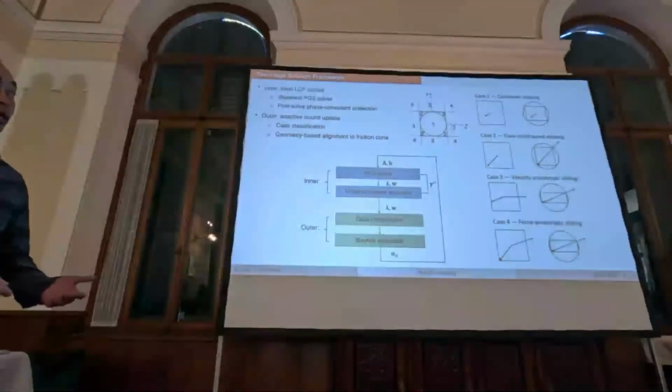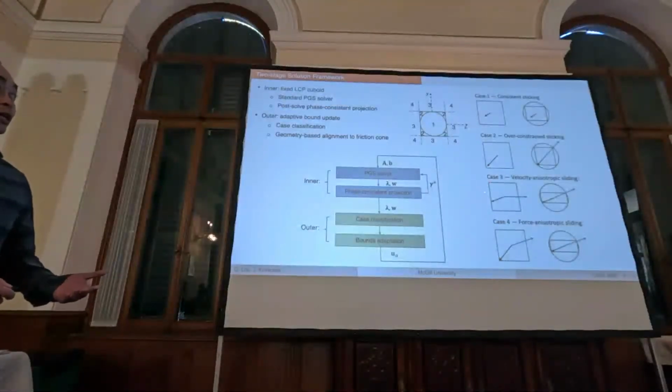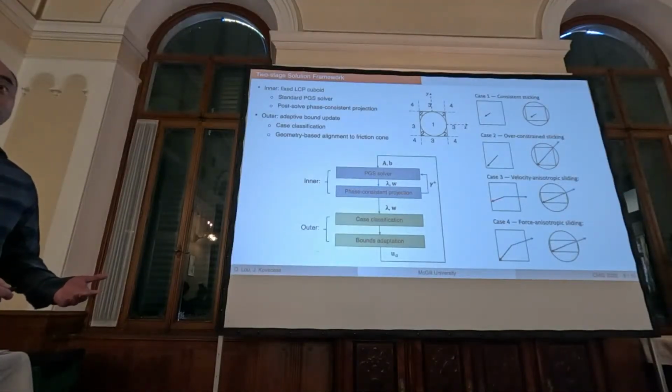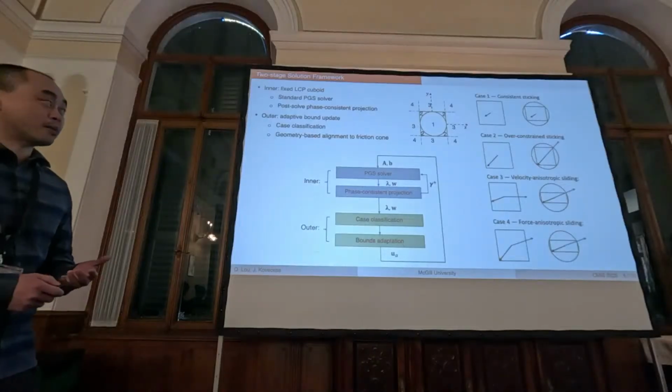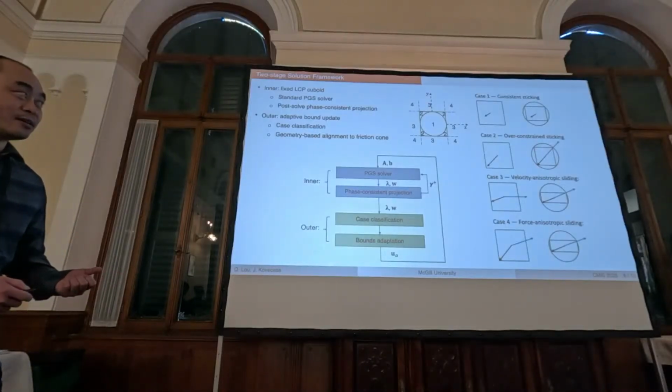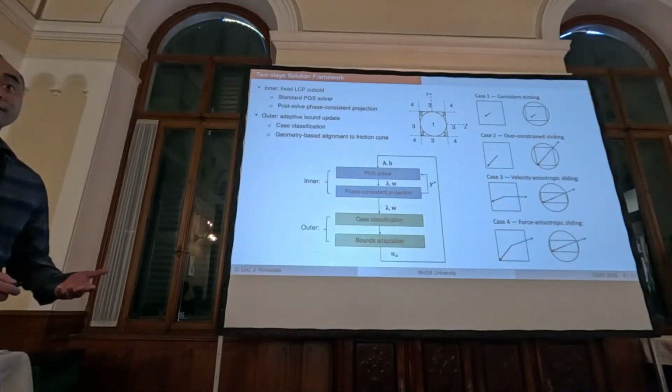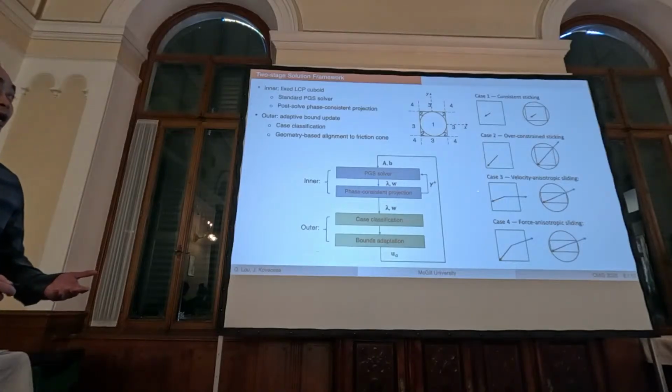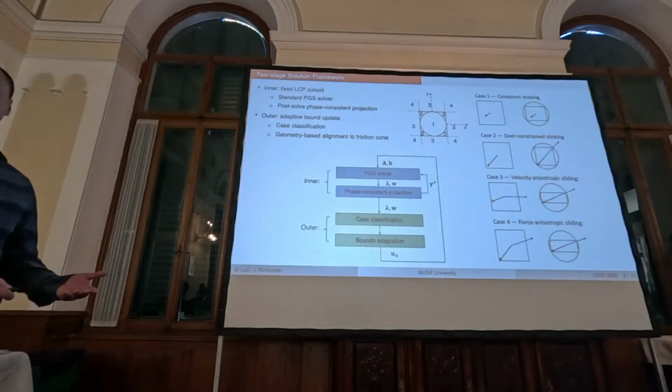In case 3, the force vector lies within the box along one direction, but outside the box along the other direction, which means the contact point at this moment is sticking along one direction while sliding along the other direction. Then the sliding velocity is locked in the direction of the box edge, generating this anisotropic sliding velocity.